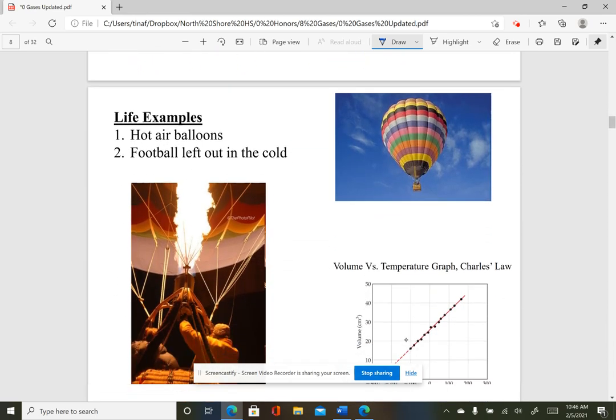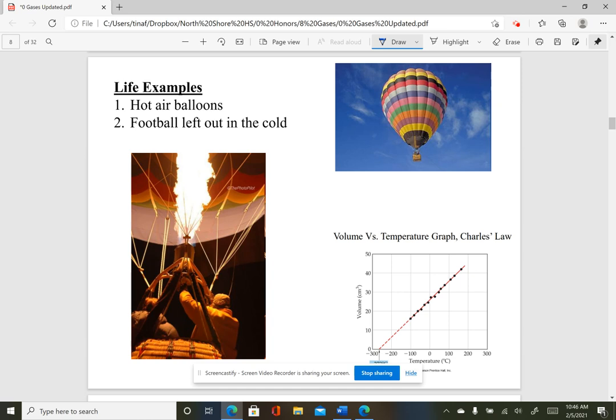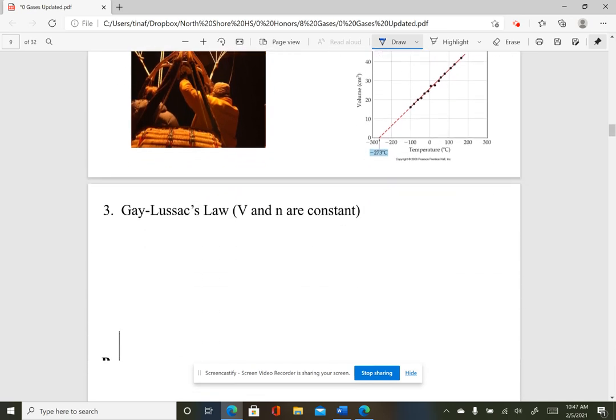Okay. Real life examples. So hot air balloons, as we turn on that fire, right? Our gas particles spread out, we get less dense, and we start flying. Football left out in the cold. So guys, this is true for any type of ball, or if you think about tires, right? If you go outside in the winter and get in your parents' car, usually on a really cold day, the air pressure light for their tires is going to light up and say that you have low air pressure. So when it gets colder, the volume gets smaller, or hotter, the volume gets bigger.